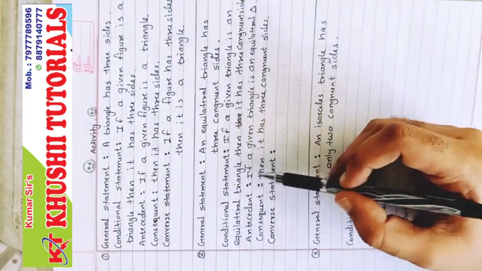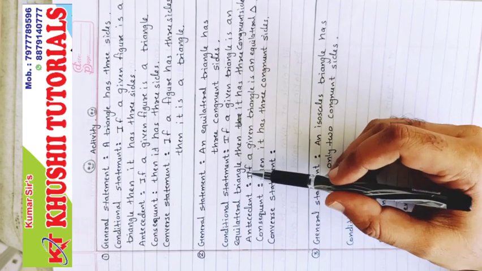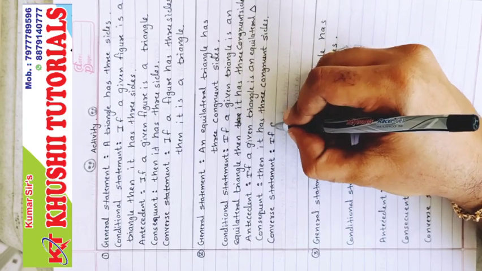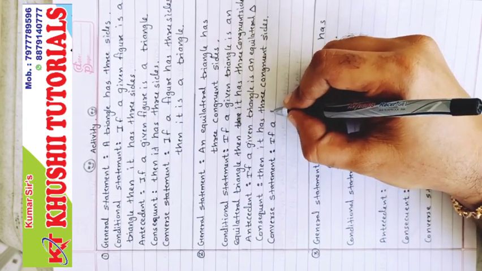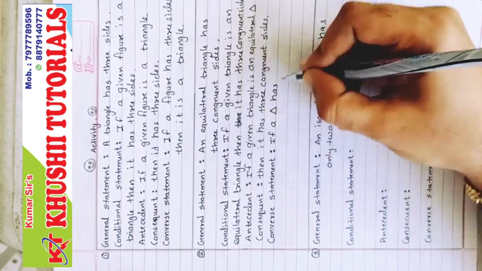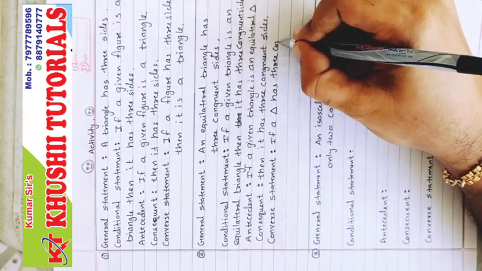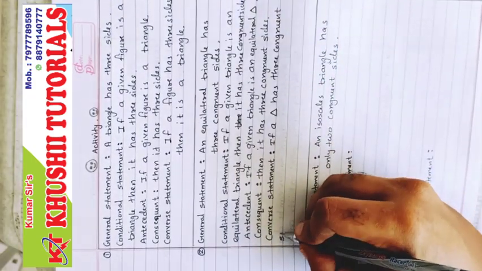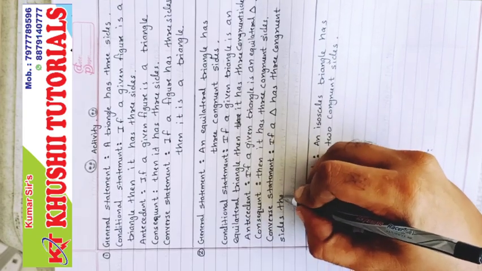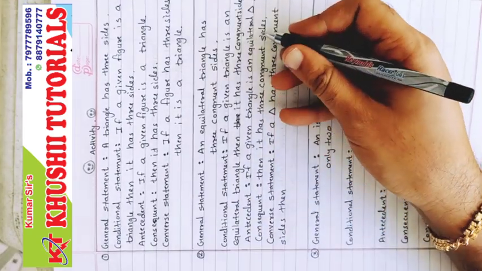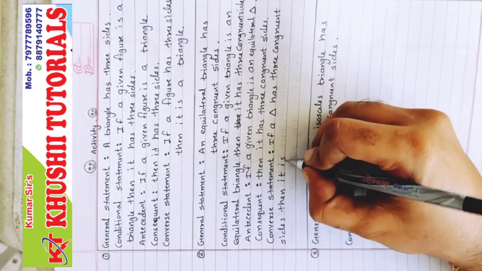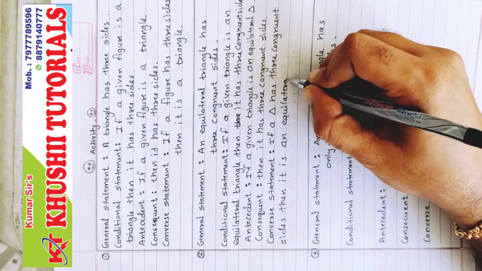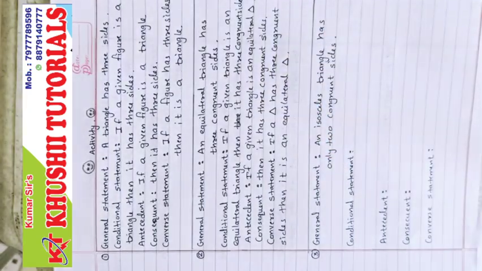Just interchange if and then. So here if will come, here then will come. If a triangle has three congruent sides, then the given triangle is an equilateral triangle, or then it is an equilateral triangle. So this is the converse.